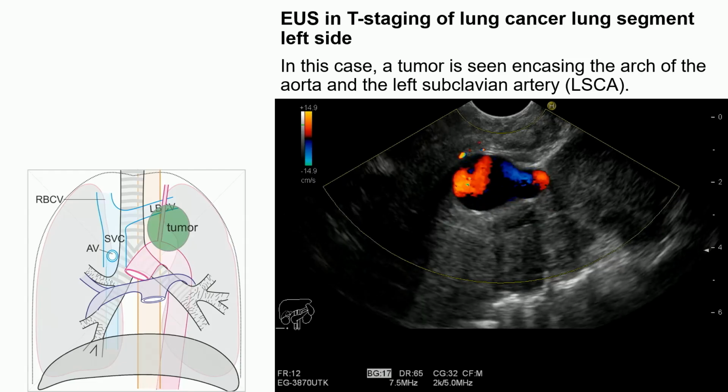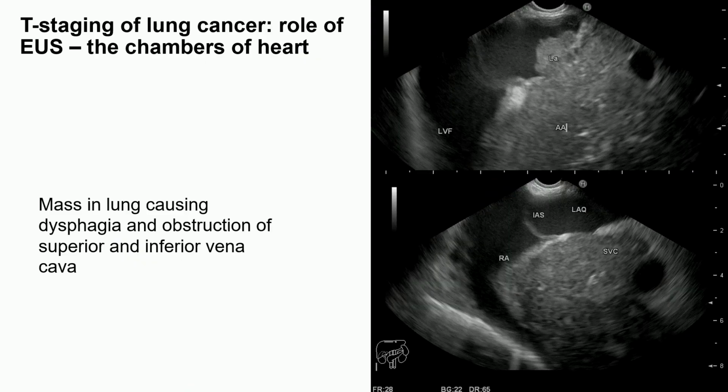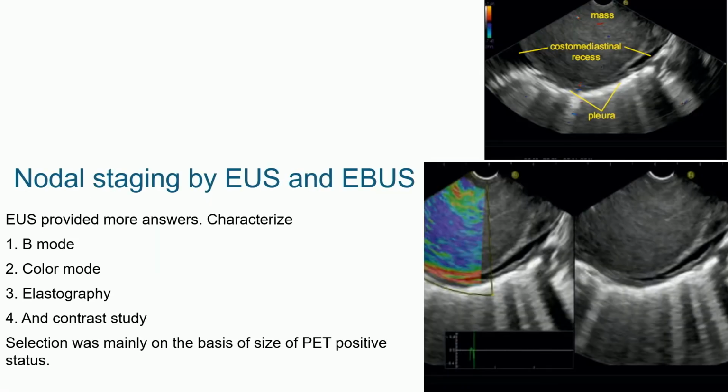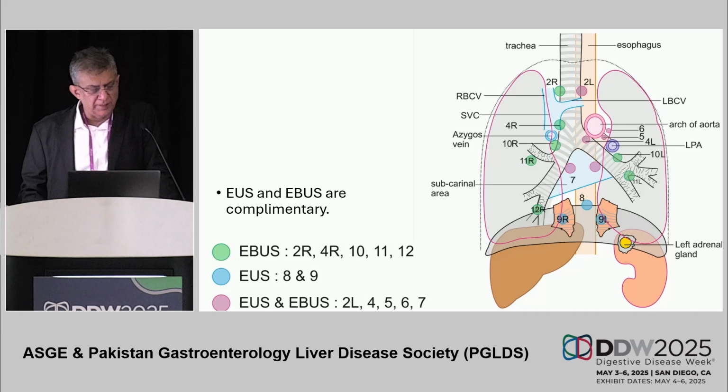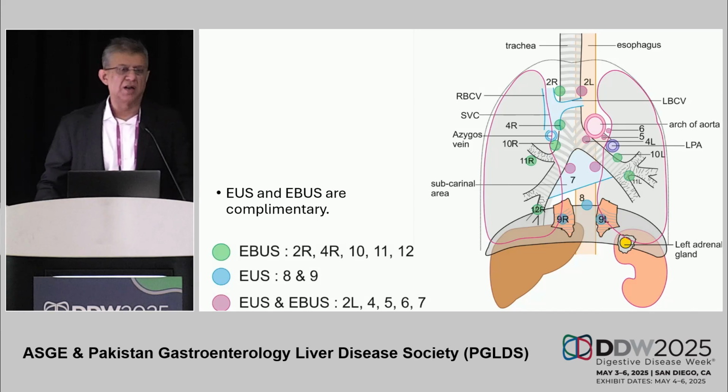So the T staging, this becomes T4, and that is where the tumor is invading into the lung, and it is going into the superior vena cava, and then comes the nodal staging. As I said, the first is endoscopic ultrasound, most important for tumor invasion staging, and then for nodal staging you evaluate by B mode, color mode, elastography, contrast study of the node, and then we have to decide which are the nodes present.